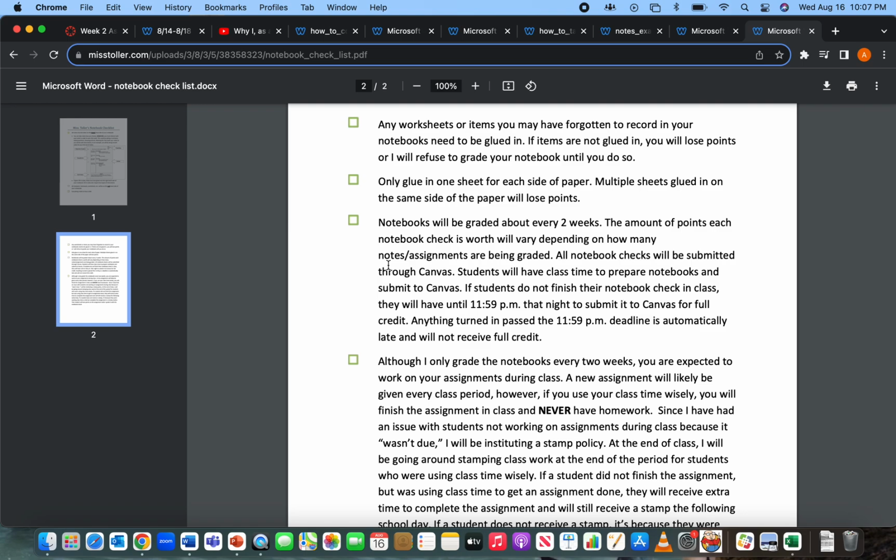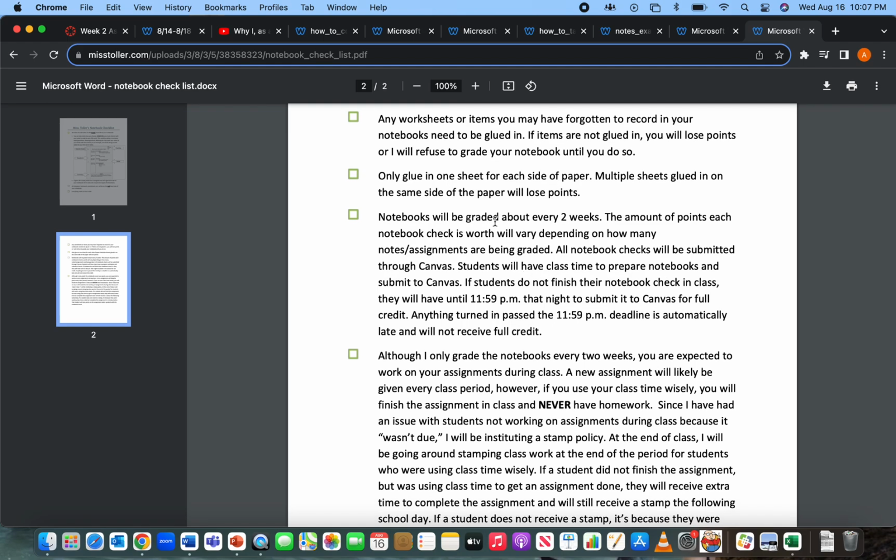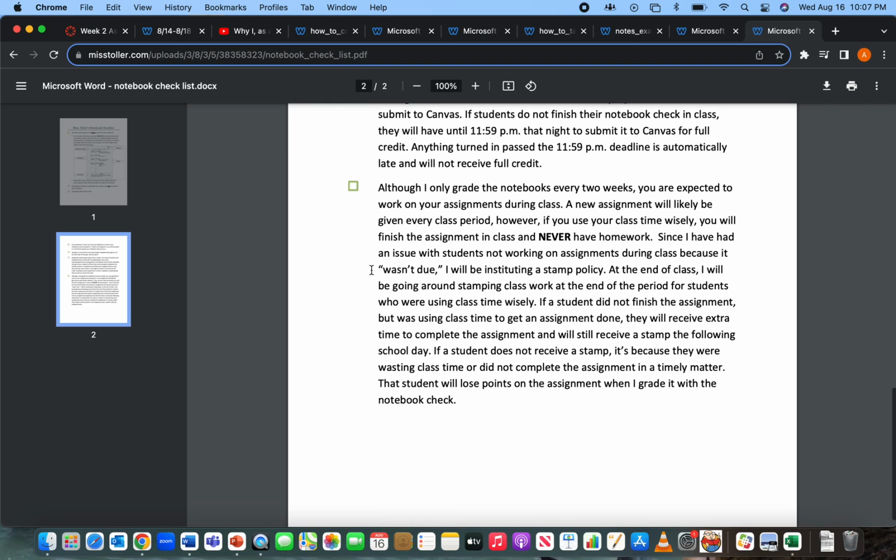So let's say it's November 1st and you realize you never turned in notebook check 1 that was due August 25th. Your notebook check won't be worth more than half credit. But if you're a day late, I just take off 10 points. So do be aware of that. When it comes to submitting to Canvas, we will go over that next Friday when we turn in our first notebook check. This is really the big piece of my notebook checks. Although I only grade the notebooks every 2 weeks, you are expected to work on your assignments during class.